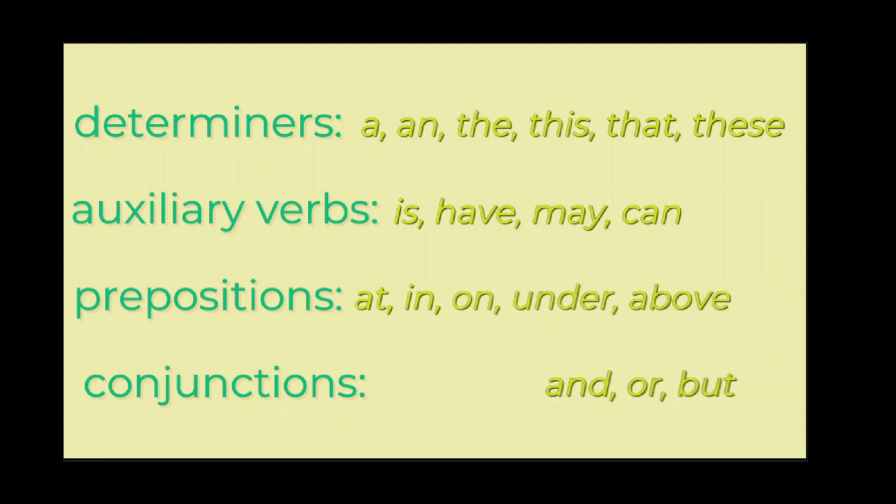A determiner is a word or affix that modifies and expresses reference, like that ice cream. An auxiliary verb modifies a verb to form tense or mood, like she's singing. A preposition goes before a noun or pronoun to express a relation to another word or element in a sentence, like the dog near the window. Lastly, a conjunction is a word that connects clauses and sentences, like coffee and sugar.